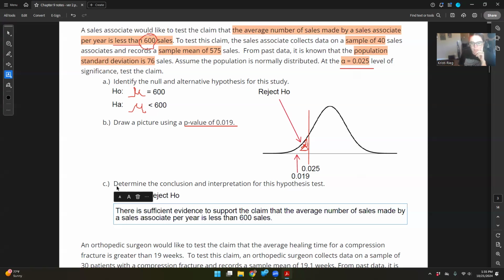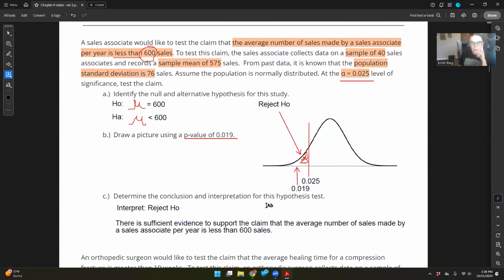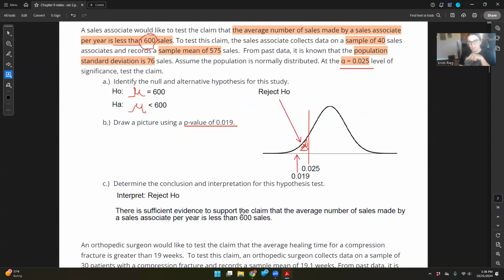So let me talk through that one more time. We are rejecting the null because it landed in the reject region. Just a reminder, we are either rejecting or not rejecting the null. That's it. It's always about the null. So since we are rejecting the null, we are supporting the alternative, because the opposite of rejecting something is to support the other thing. And the alternative is always the claim, like the last video.